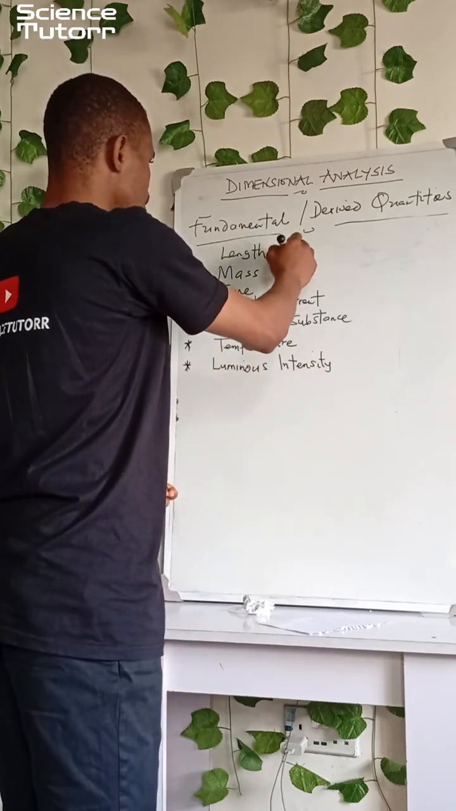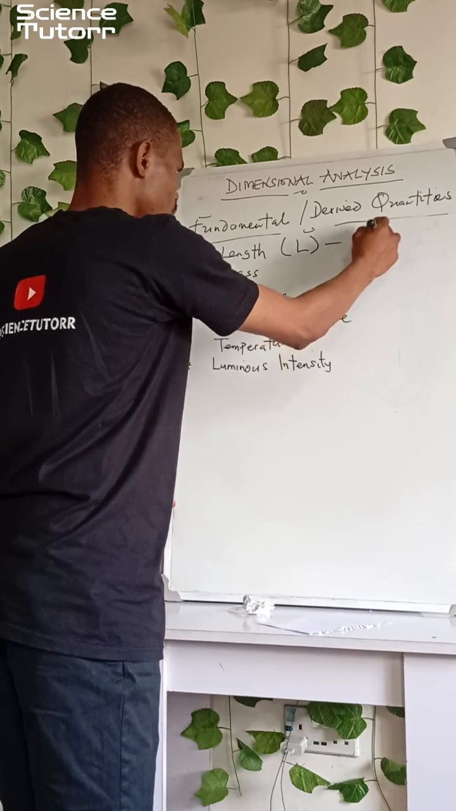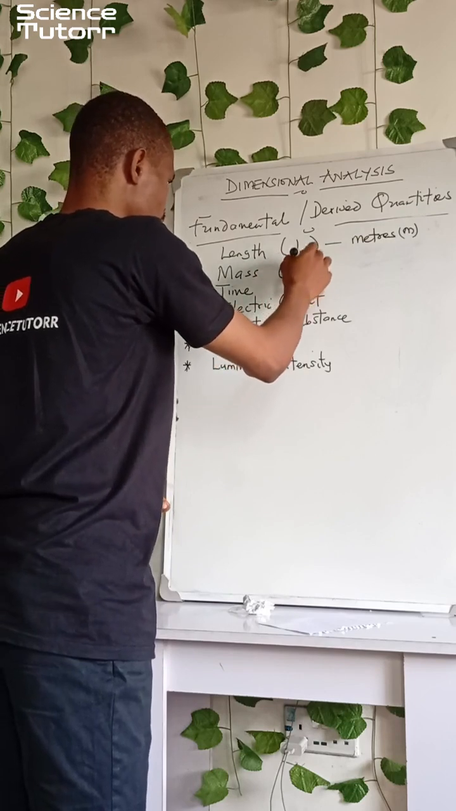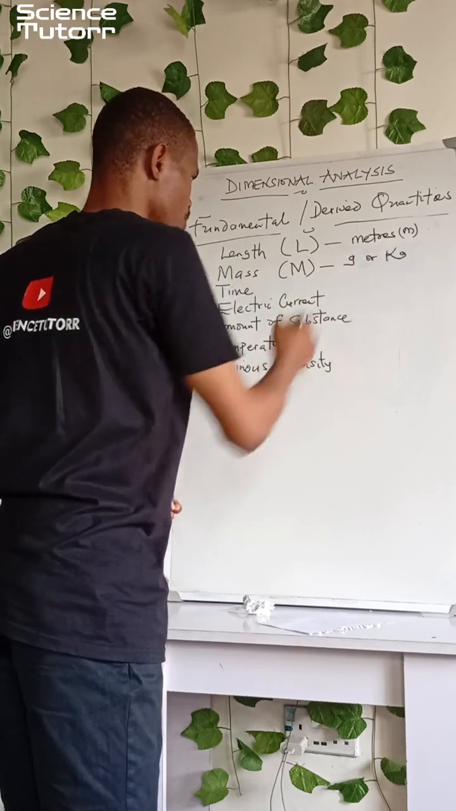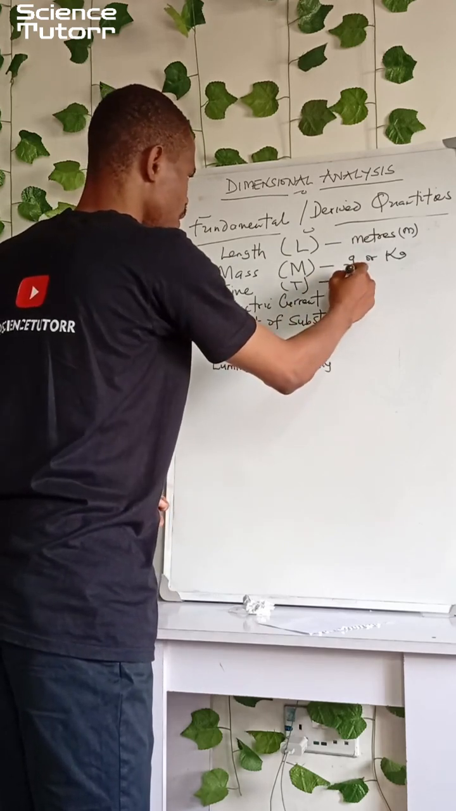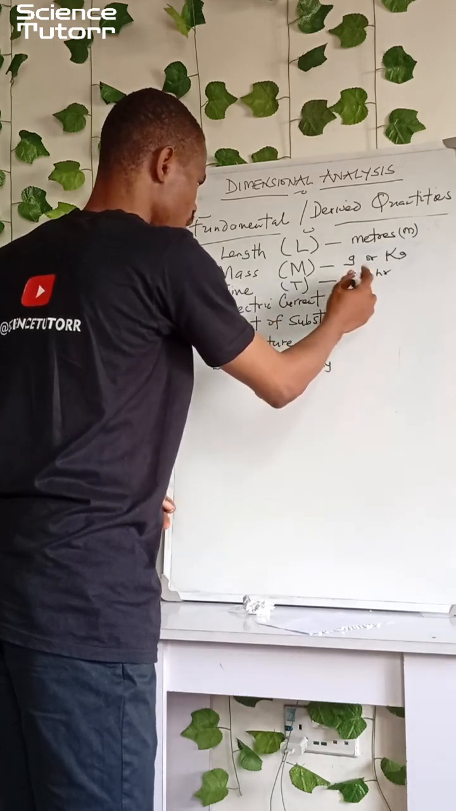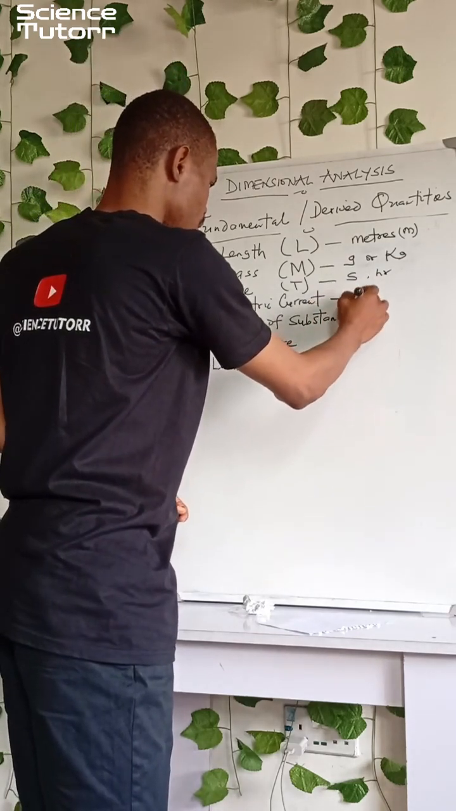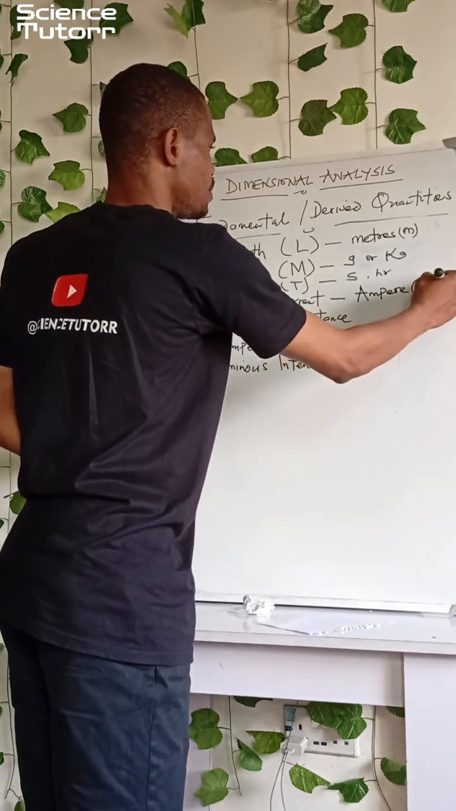Now length, L, has units in meters, M. Mass, M, has units in grams or kilograms. Time, T, has units in seconds. Other times we can use hours, but for SI we use seconds. Electric current is measured in amps, what we call ampere. For short, we write it as amp.